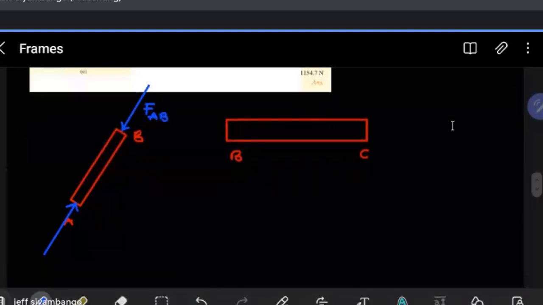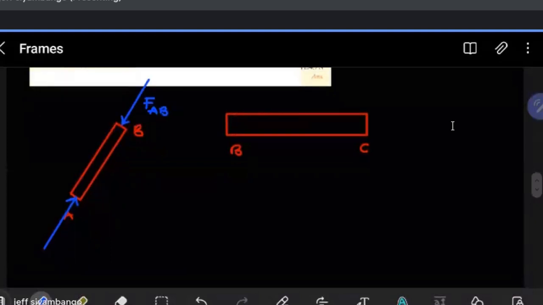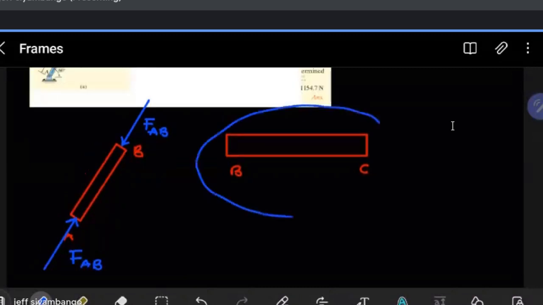So take that as FAB. Then we know to say that the two are equal. They are just opposite in direction. So this will also be given a magnitude FAB. Once this is done, we then move to this member.